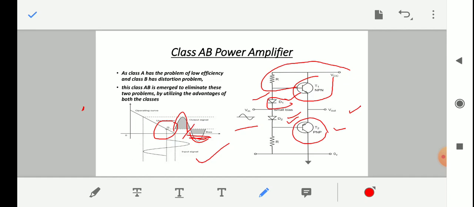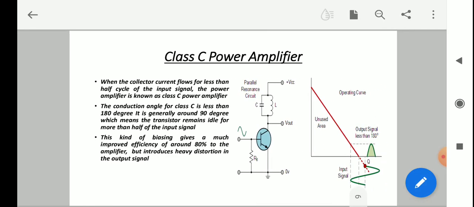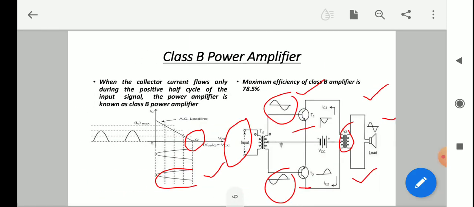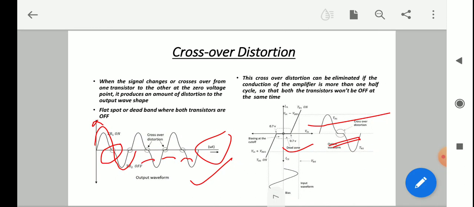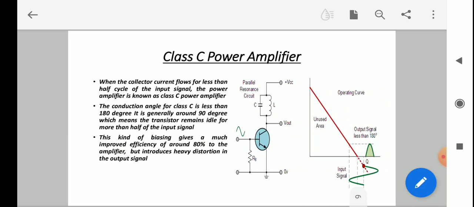So class AB amplifier overcomes the problem of signal distortion and poor efficiency as compared to the class A and class B amplifier. You can also find the derivation of class B power amplifier maximum efficiency in your PDF notes, that you can easily understand. There is not much complexity in the analysis. So moving to the next, class C power amplifier.